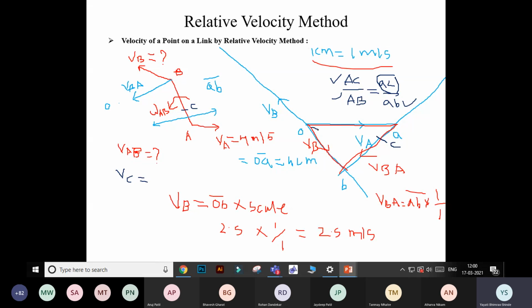Now you have to find out the velocity of C. You have to join this point C to this fixed point, because the velocity C is nothing but your absolute velocity with respect to the fixed point. Means for velocity C, you have to join point O and C, you will get the vector OC, which is nothing but velocity C. And you have to find the distance of vector OC into your scale 1:1, you will get the velocity C.